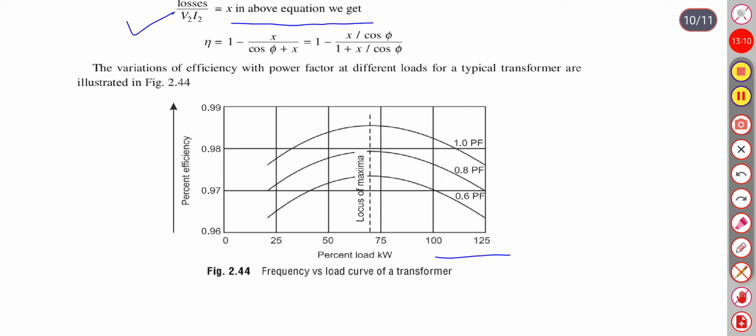So this is the load graph, this is the percent efficiency, and this is the power factor. If power factor increases, the efficiency also increases. At unity power factor and approximately 75% of load, we will get the efficiency between 98 to 99%. But if the power factor is 0.6, the efficiency may reduce.